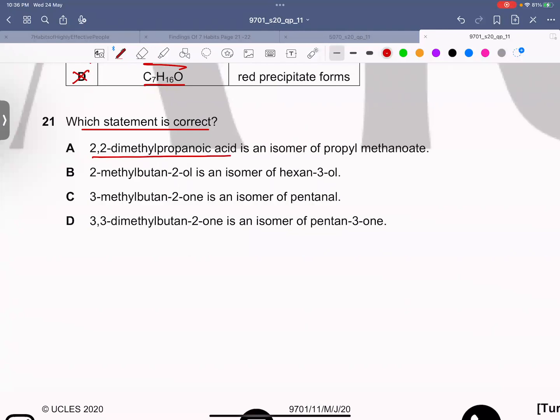2,2-dimethylpropanoic acid is an isomer of propyl methanoate. Okay, let me help you. If you see how many carbon atoms there would be in this, there is a dimethyl and propanoic acid, which is 5. Oh, and sorry, here how many carbon atoms? 4. Yes, because propyl refers to 3 carbon atoms and methanoate refers to 1 carbon atom. So in total I have 4 carbon atoms in this molecule, and the first molecule has 5 carbon atoms. Is this clear to everyone?